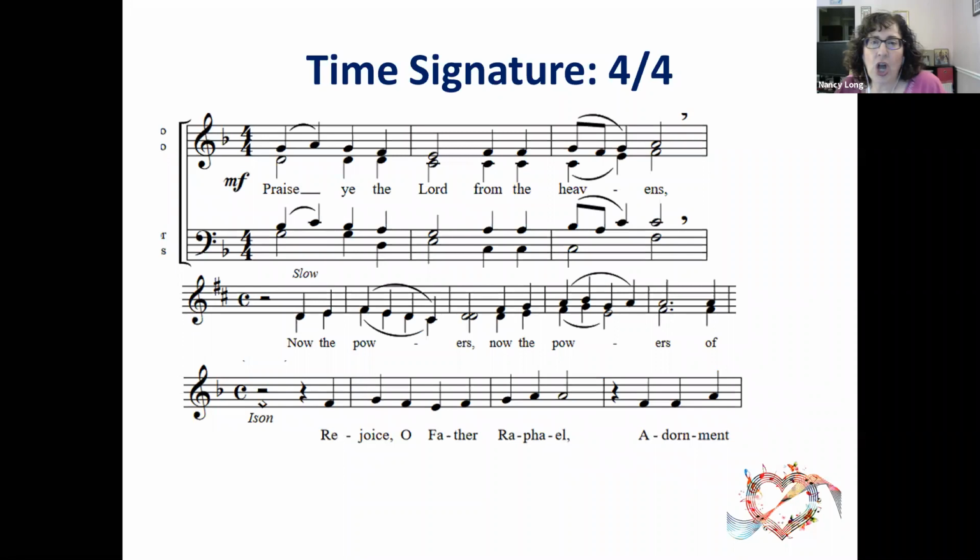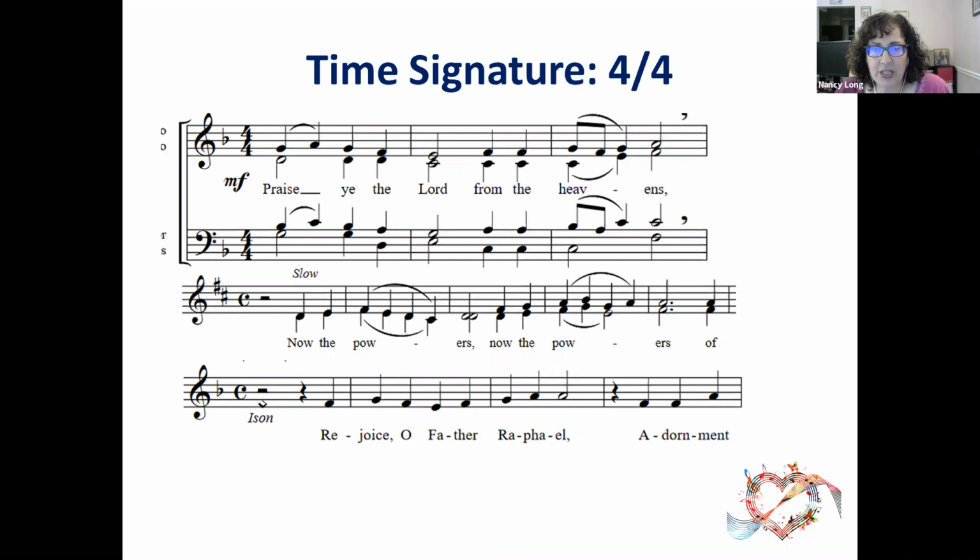Okay, so we're going to talk through some examples of different time signatures. Here is our page of time signatures that are 4/4. So 4 quarter notes. The quarter note gets the beat. We would count 1, 2, 3, 4 in each of these measures.